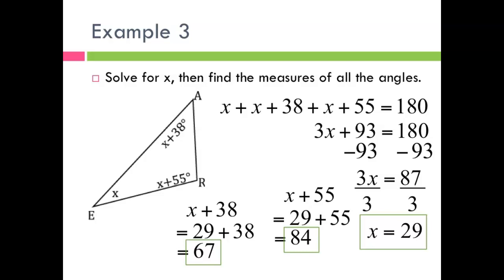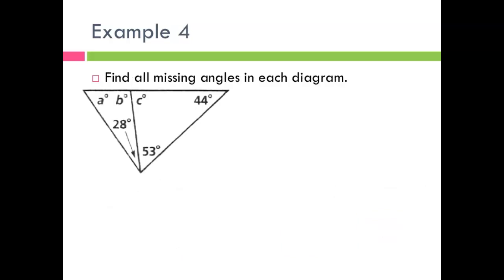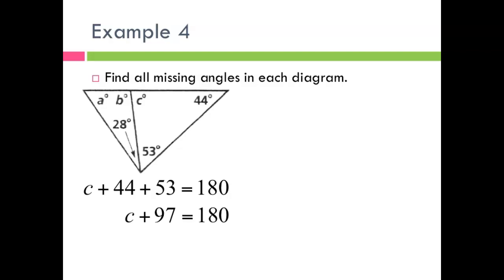All right, let's take a look at example 4. Find all missing angles in each diagram. In this one, you can see that we've actually got two triangles within one larger triangle. Let's start with what we already know. Starting with the triangle on the right, we have two of the angles given to us, and we can pretty easily find C, because we know that must equal 180. So C plus 44 plus 53 has to equal 180. Now we can solve for C. So we have C plus 97 equals 180. Subtract 97 from both sides, and we get C is equal to 83.